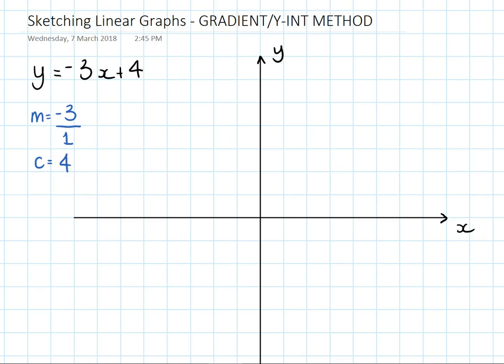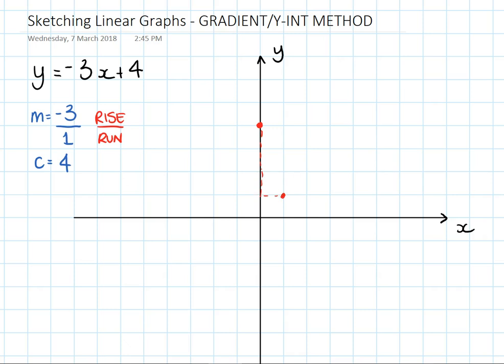So once again, we use the y-intercept or the c value as our starting point. So I go up 1, 2, 3, 4, and that's where I start. Now in this case, I have a negative rise. So this means instead of rising up, I'm going to essentially rise or fall down. So I'm going to go down 3, 2, 3, and across 1.